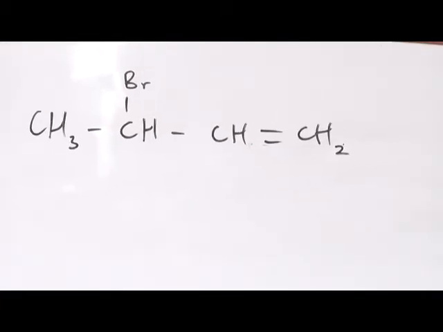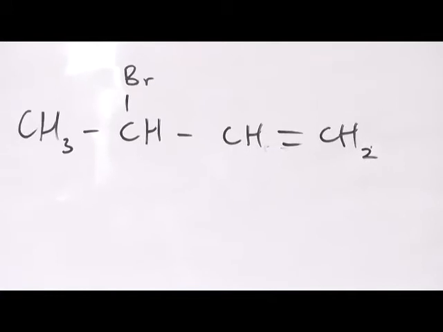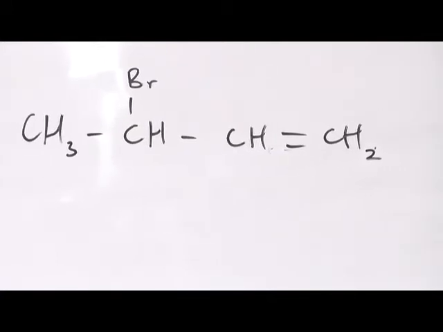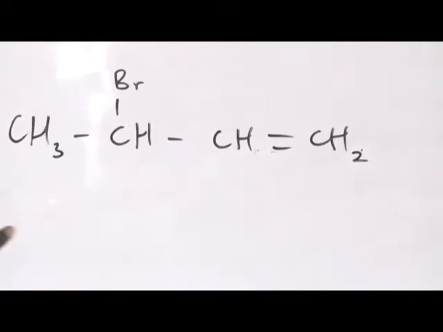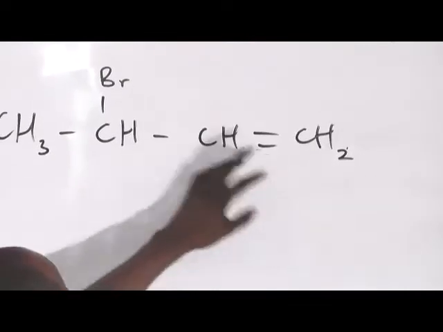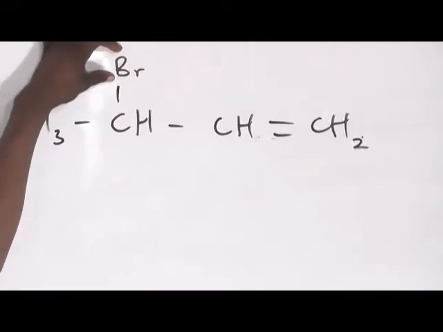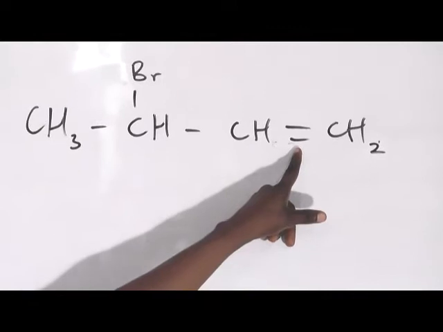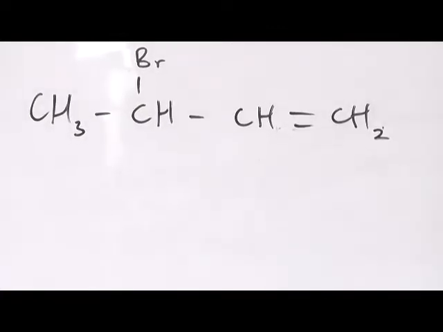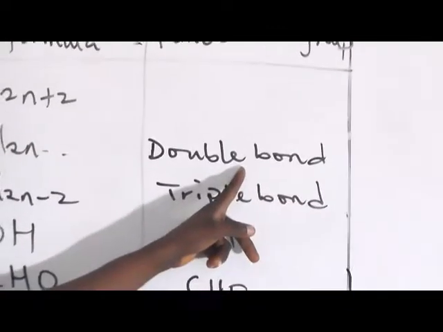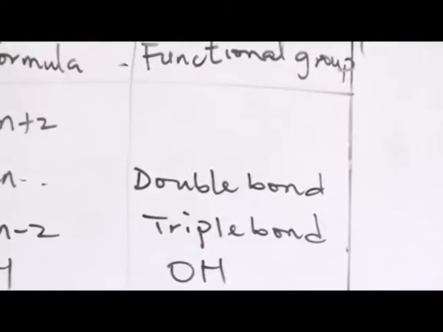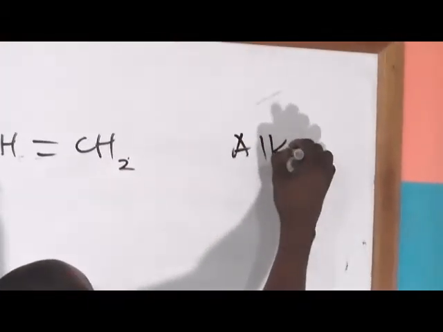Rule number 1 says what? Identify the functional group of the given compound. So look at the compound. What's the functional group here? This is not a functional group. You know, it's a substituent. But this is a functional group. Double bond. So there is presence of double bond in that compound. That means that compound belongs to what? The alkene family. So it's an alkene.